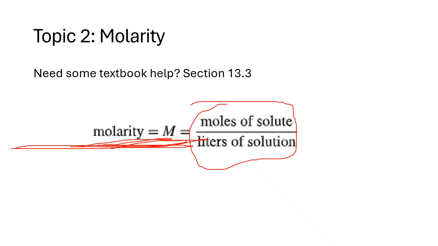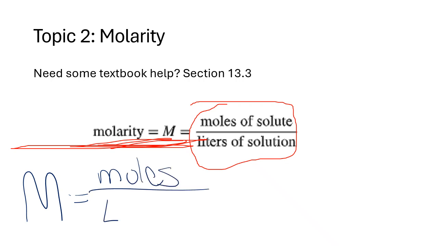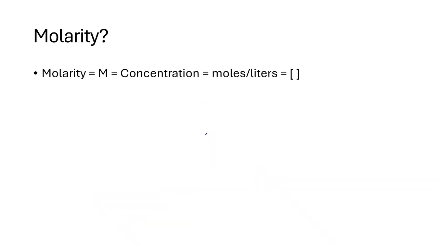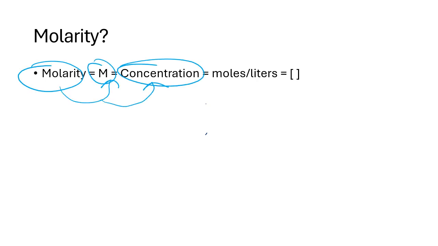So here is molarity. Molarity is big M. Whenever you see that, it's a good idea to just write small m, moles divided by liters. So these words are interchangeable or equations. Molarity means the same thing as big M, like in the last slide. It also means concentration, meaning how concentrated something is.